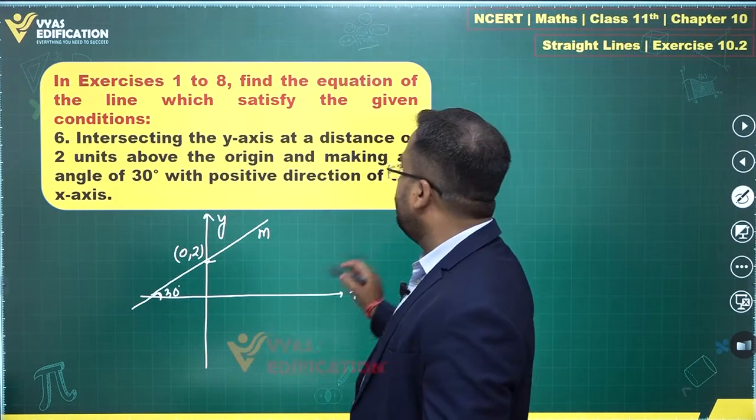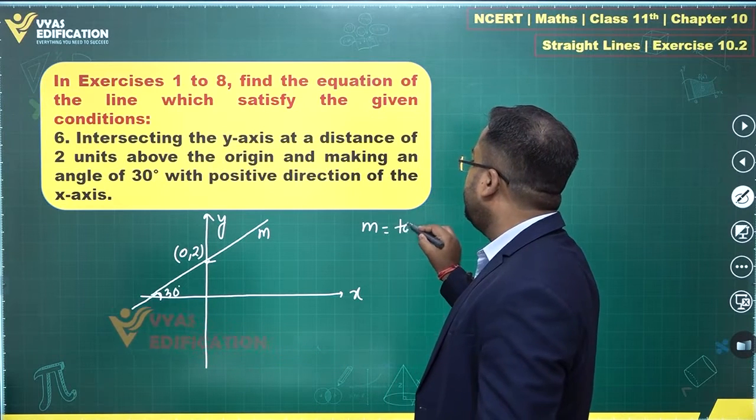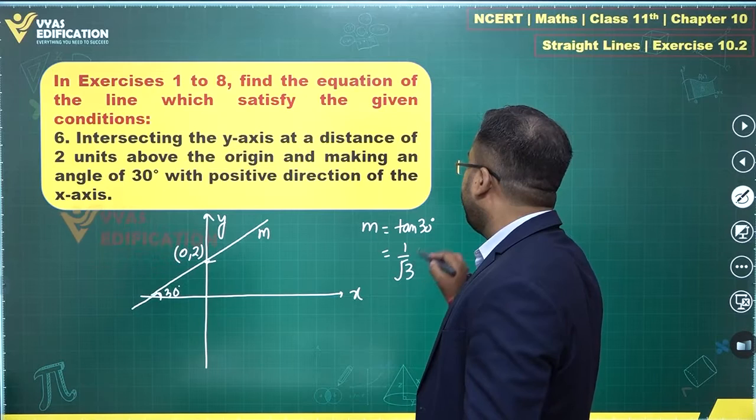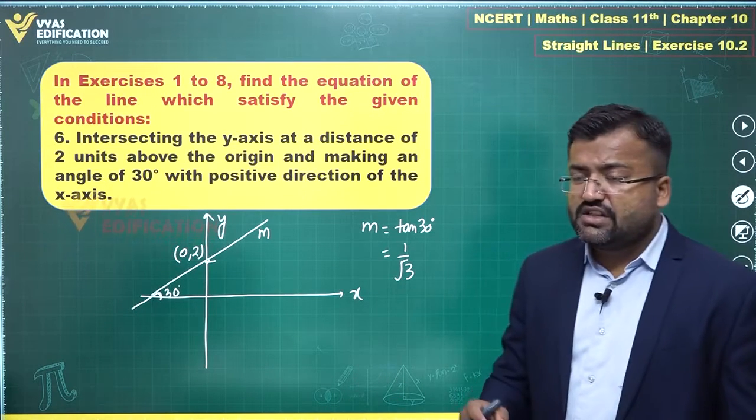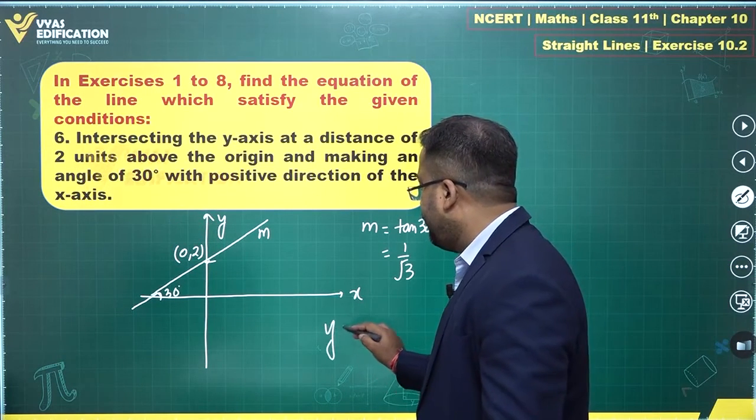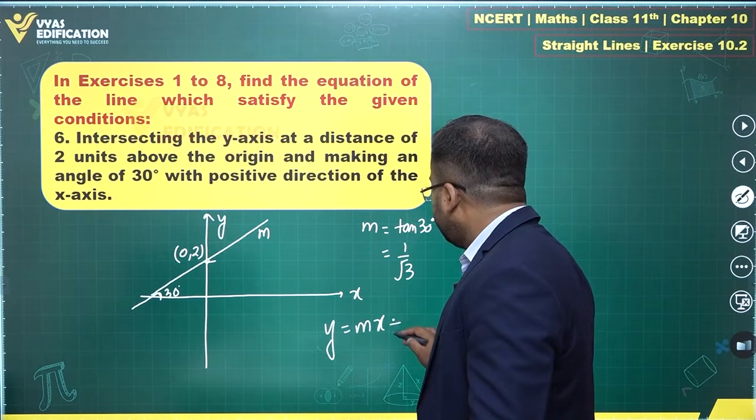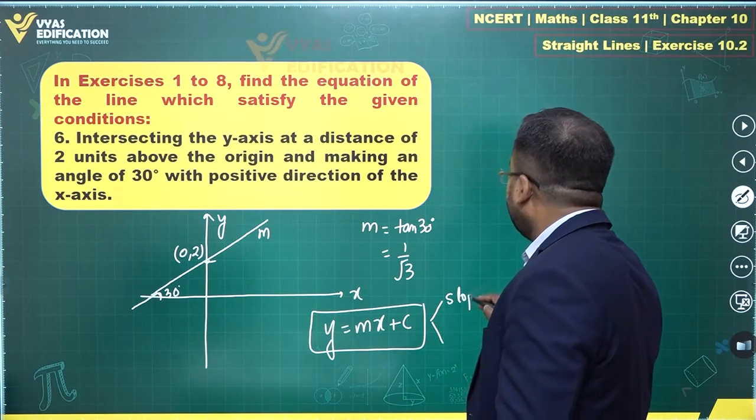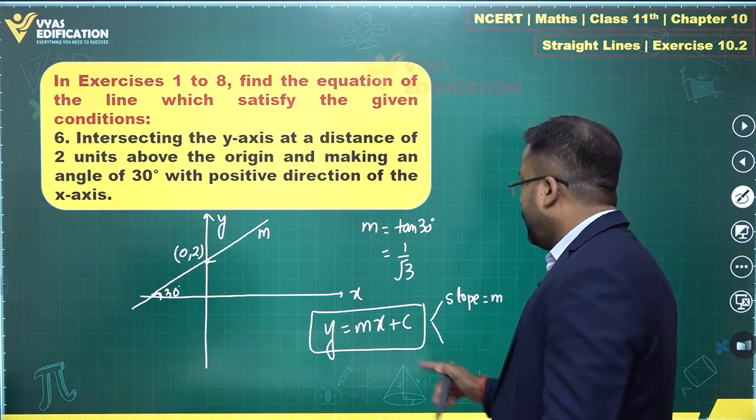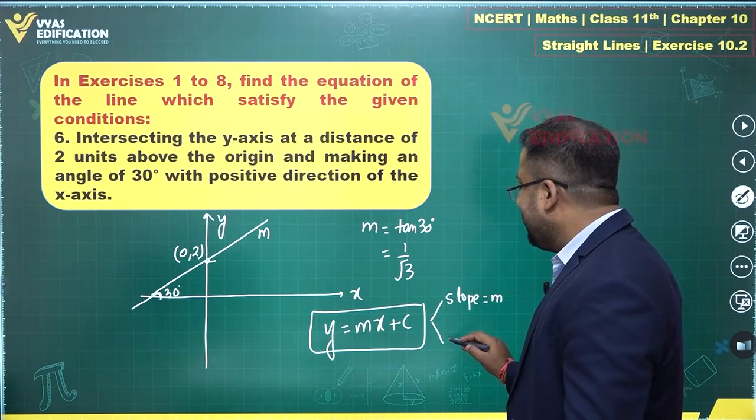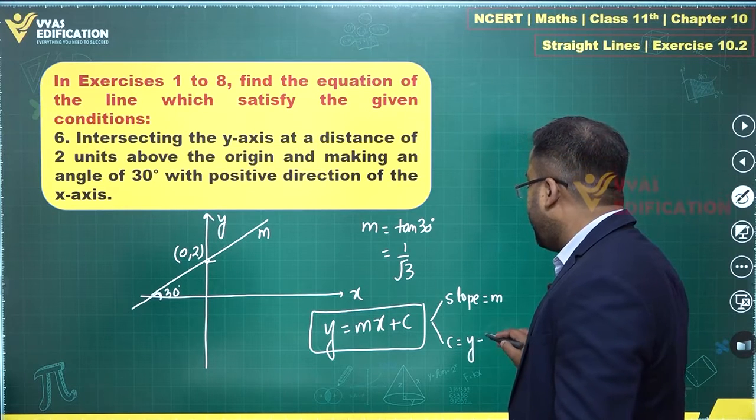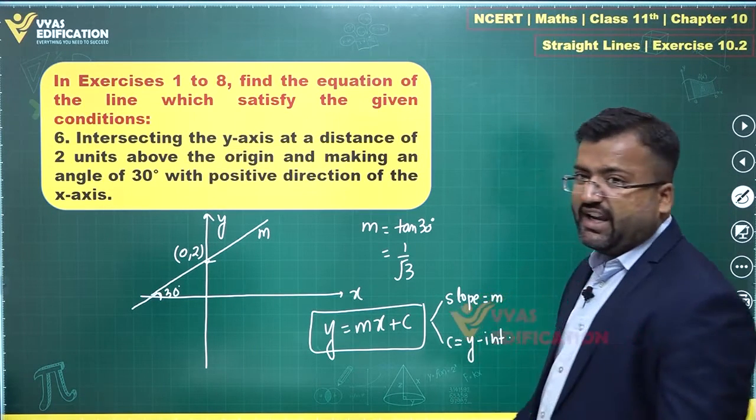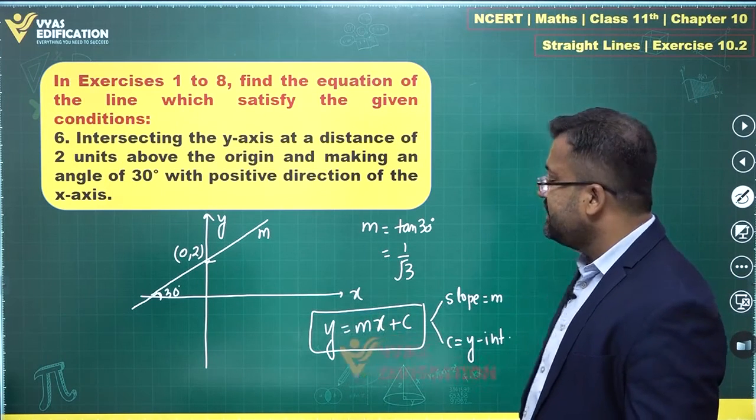So what will be the slope? m equals tan 30 degrees. What is that? This is 1 by root 3. And this is a very important form, the slope intercept form. y is equal to mx plus c is this form, where m is the slope, and c is the y-intercept. It can be positive or negative. Here it is positive.